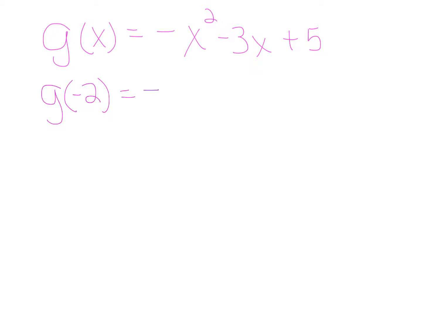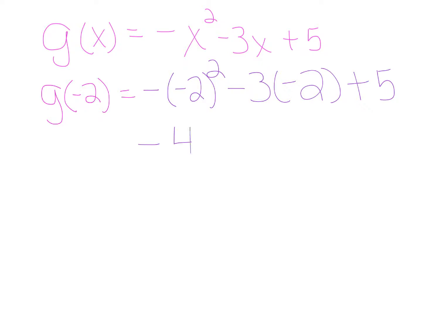So we have a negative, I bring it down, and then in parentheses I'm going to have negative 2 squared minus 3 times negative 2 plus 5. And now I'm just going to solve it with the order of operations. Negative 2 squared is 4, and there's a negative on the outside, so it stays negative 4. And then I have minus 3 times negative 2, which is negative 6, plus 5.